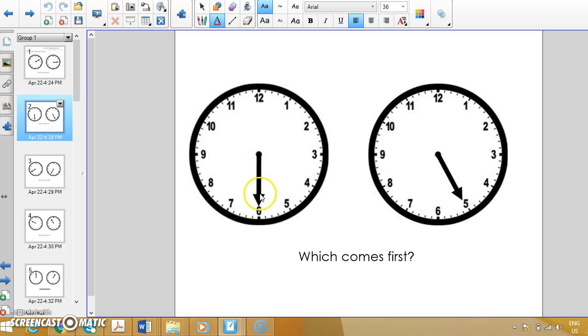So remember, we just have a short hand because that's our hour hand. So which one would come first? Would 6 o'clock come first, or would 5 o'clock come first? What do you think? 5 o'clock comes first. So we start at the 12 and we go all the way around. We go 12 o'clock, 1 o'clock, 2 o'clock, 3 o'clock, 4 o'clock, 5 o'clock, and we go all the way around till we get to 12. And then we go all the way around again, 2 times in our day.